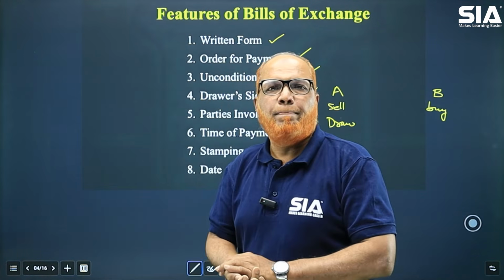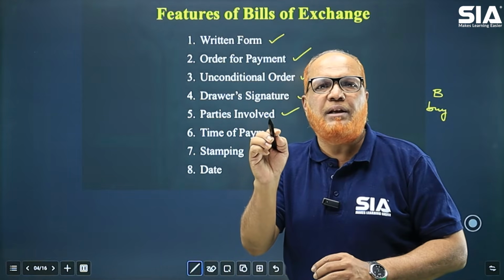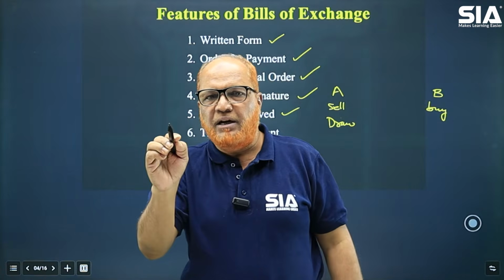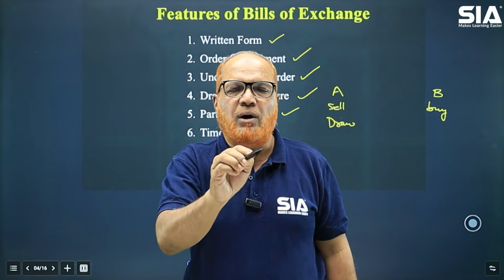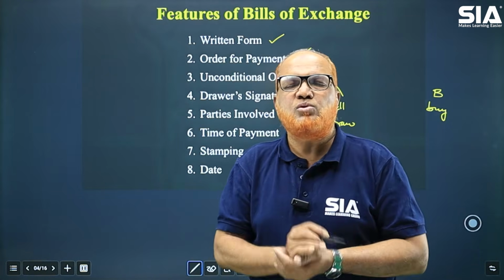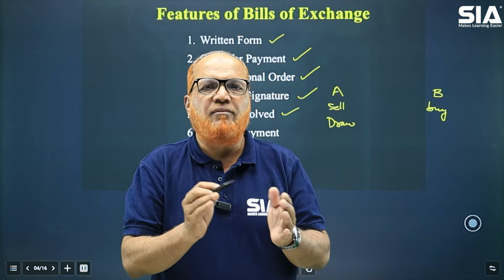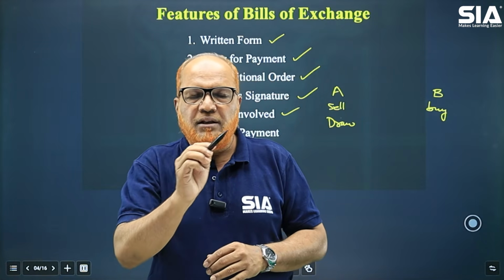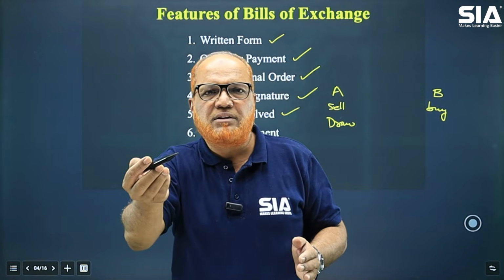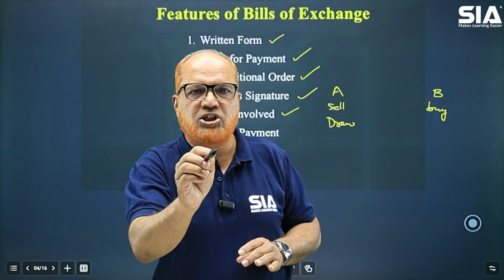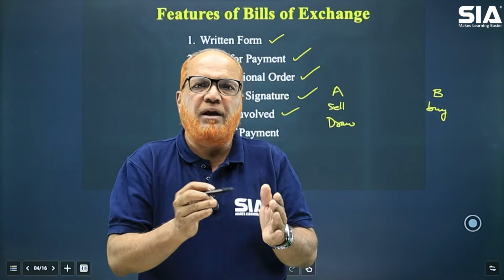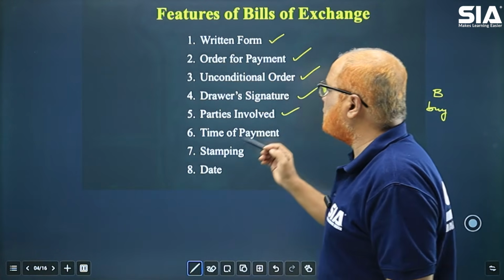The third person is the payee, the person named in the bill to whom the amount is to be paid. The drawer A will write in the bill itself, after 3 months pay the amount to Mr. C. So C is called the payee. In many cases, the drawer and the payee will be the same person. That means in the bill, A will not specify any other person's name. A will say, after 3 months you have to pay the amount. I will direct you to pay the amount after 3 months. That means drawer and payee are one and the same person. So these are the parties involved.